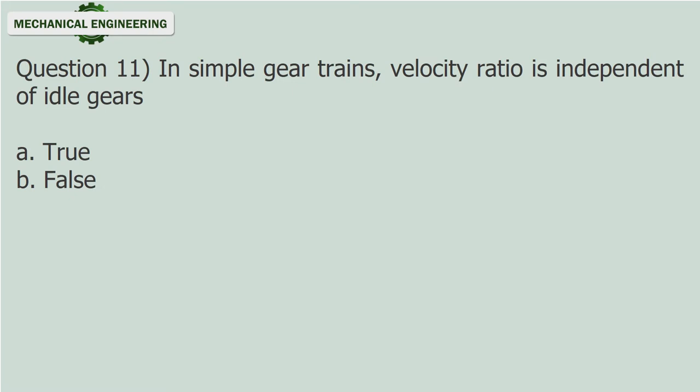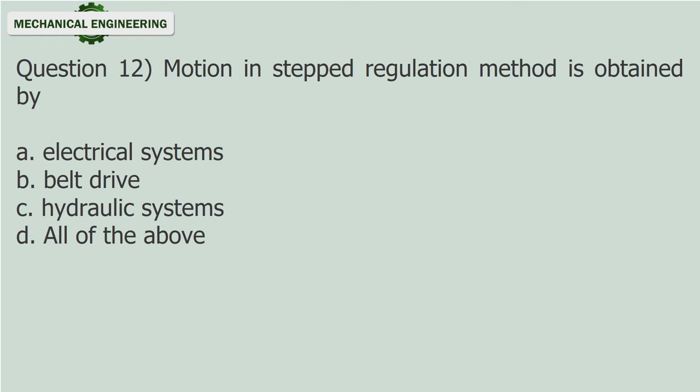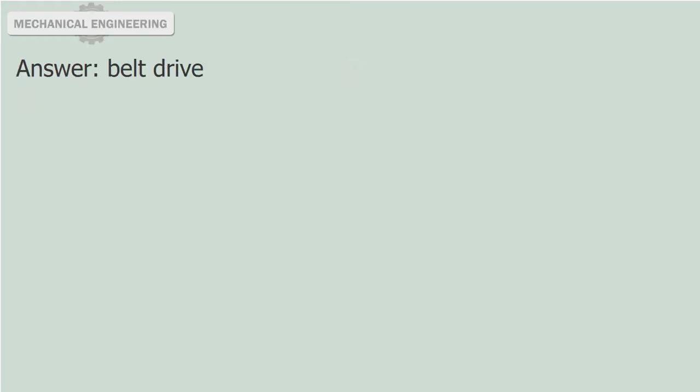Question 11. In simple gear trains, velocity ratio is independent of idle gears. A. True. B. False. Answer: true. Question 12. Motion in stepped regulation method is obtained by A. Electrical systems. B. Belt drive. C. Hydraulic systems. D. All of the above. Answer: belt drive.